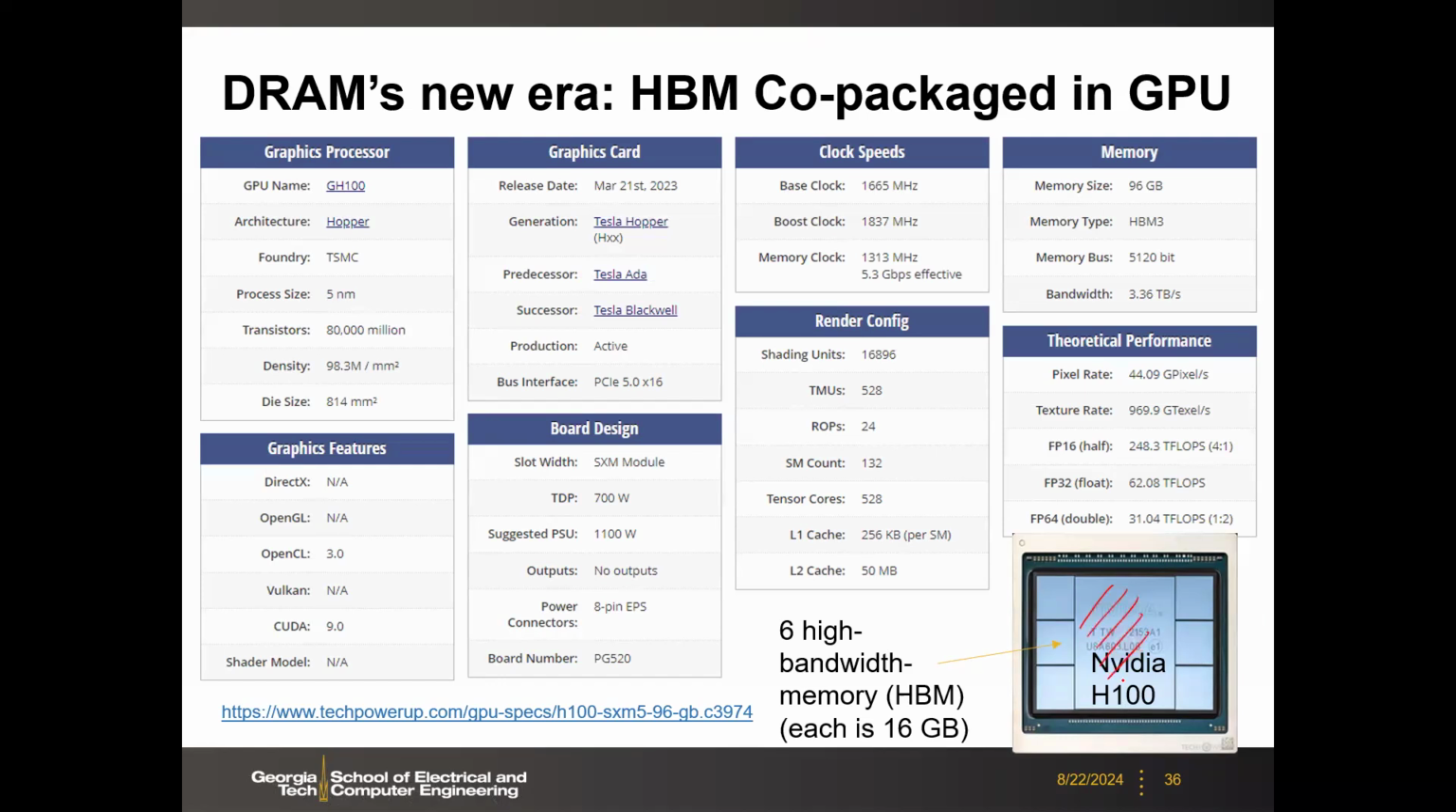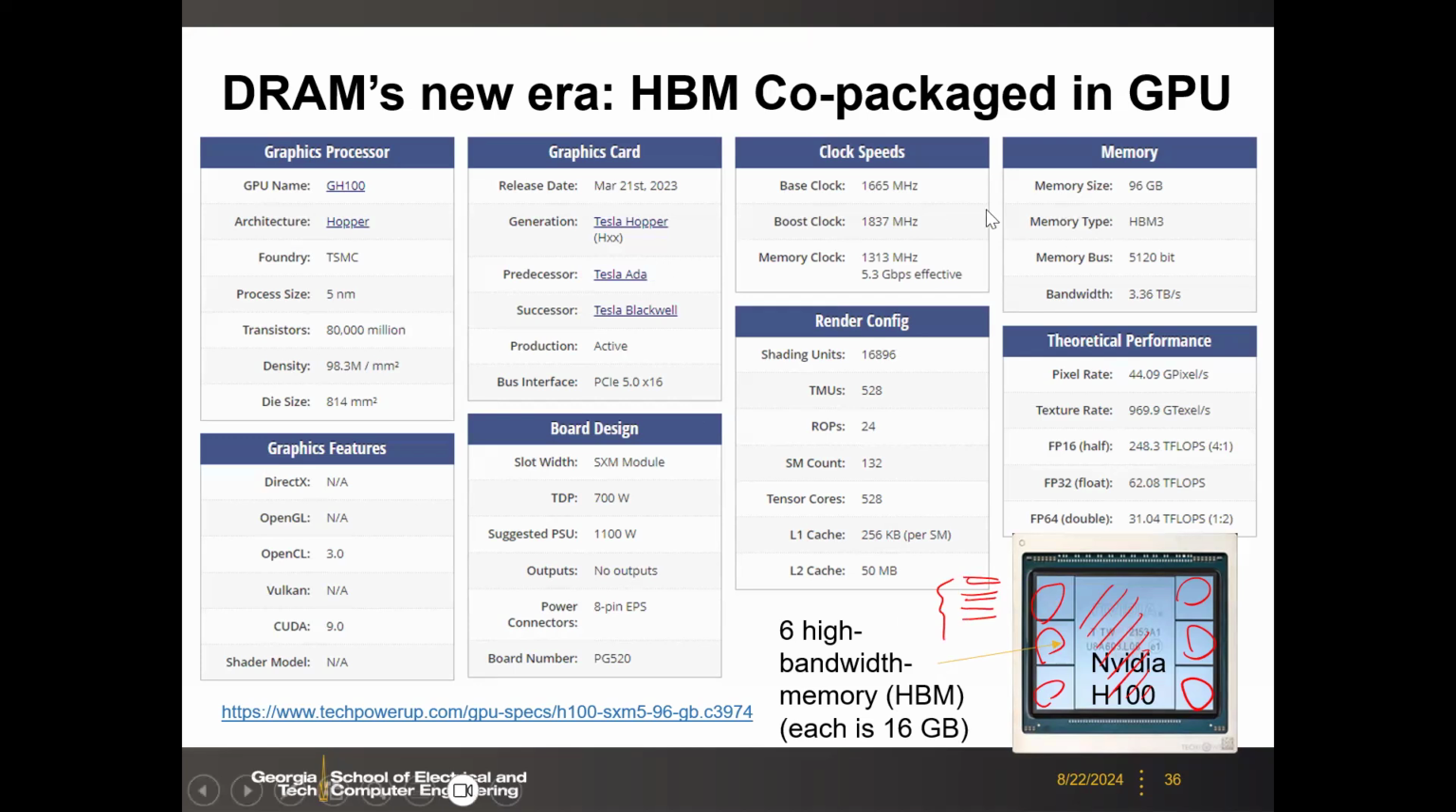So this is the GPU core. And then you have 6 HBM stacks. And each stack, I believe, is 8 DRAM dice vertically stacked. So in total, you have 96 gigabytes DRAM capacity. And each HBM is 16 gigabytes, and you have 8 of those DRAM dice stacked. So each of these is 8 DRAM dice vertically stacked. Okay.